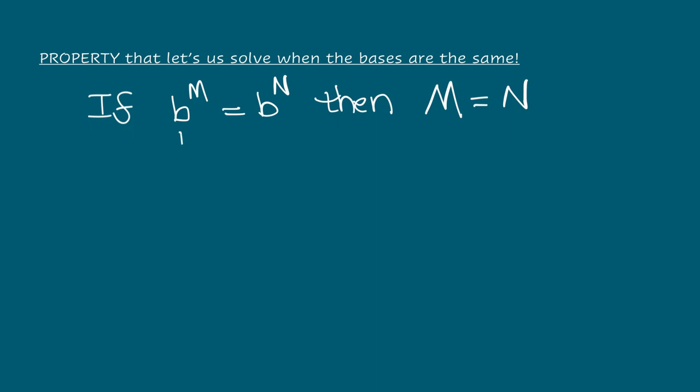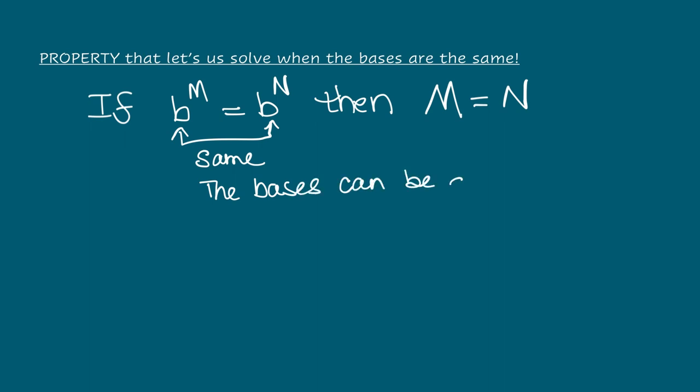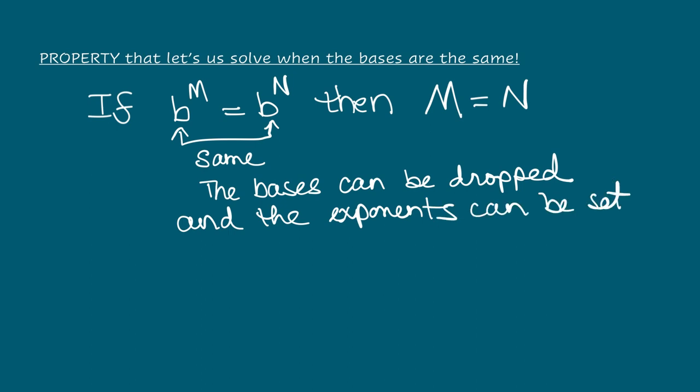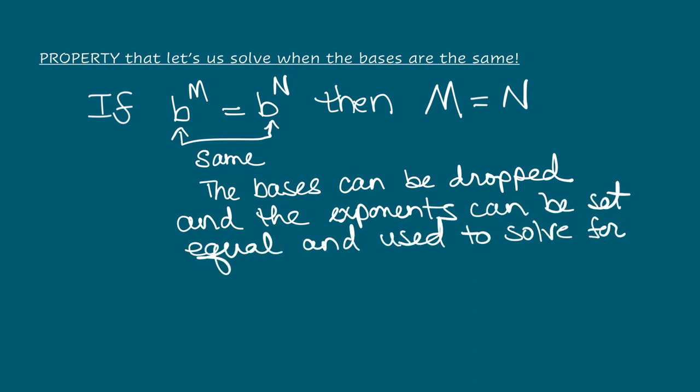So what that means is if these two values are the same, the bases can be dropped, and the exponents can be set equal and used to evaluate and solve for the unknown. If we cannot write the exponential equation with like bases, then we will use logarithms to solve.